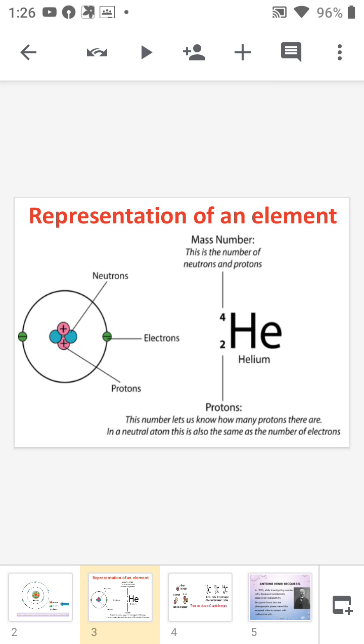So the helium element consists of two protons, that's why the atomic number is represented by the 2, which is shown in the subscript. And the mass number is the total number of protons and neutrons present in the nucleus. I have shown the mass number as 4, which is represented by the superscript. So this is the representation of an element.